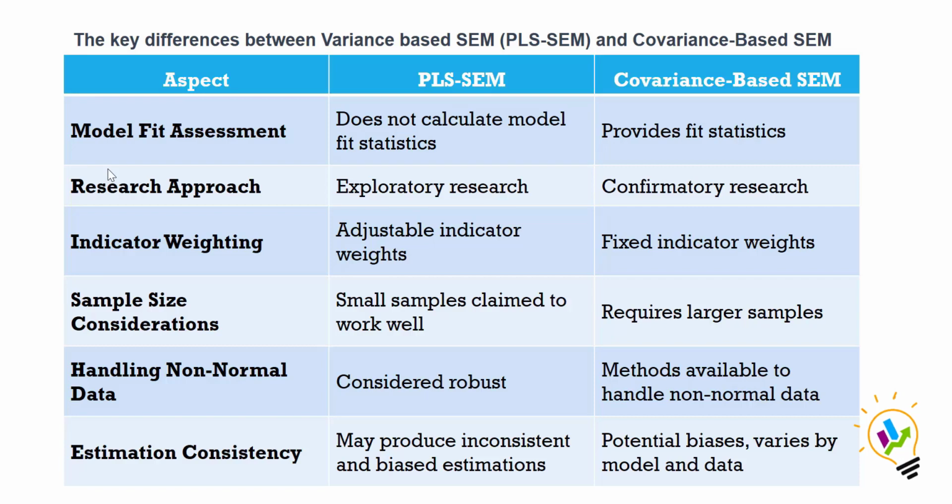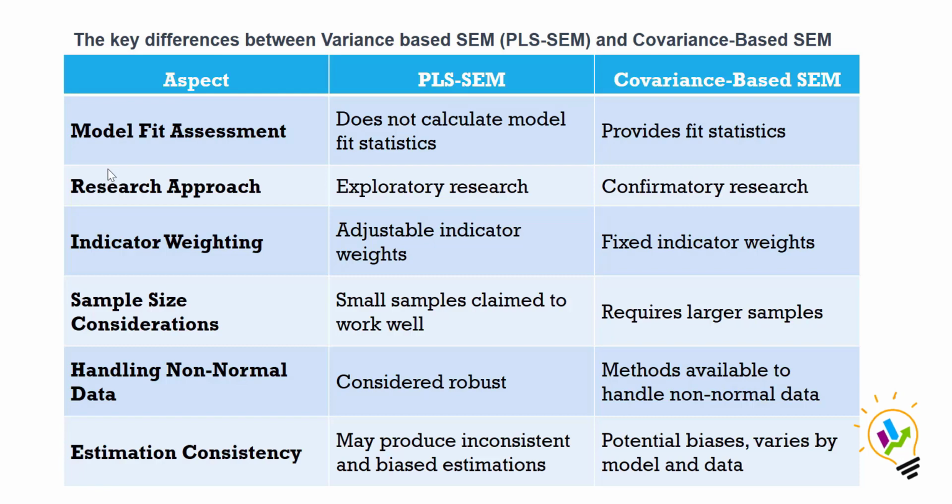The third aspect is indicator weights. In PLS-SEM, we have adjustable indicator weights. For covariance-based SEM, fixed indicator weights. PLS-SEM allows researchers to adjust indicator weights to increase construct reliability. This means that you can decide which indicators are more important for measuring a construct and give them more weight in the analysis. For example, you might decide that the two most important indicators of self-esteem are self-confidence and self-worth. So you'd give these two indicators more weight in the analysis than the other indicators of self-esteem.